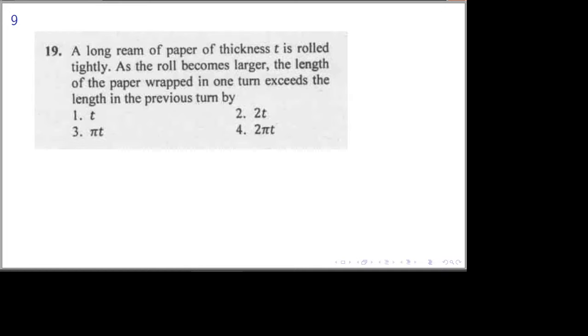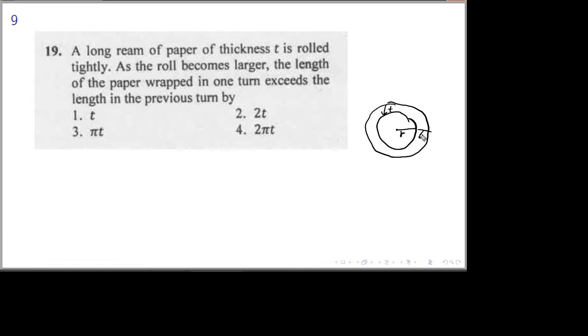Okay, let's take the next one. It says there's a paper of thickness t that is rolled tightly. As the roll becomes larger, the length of the paper wrapped in one turn exceeds the length in the previous turn by how much? Okay, again, it's like a pre-calculus type question. So let's say the radius is r. So you take one more wrapping around it, so the thickness would be t.